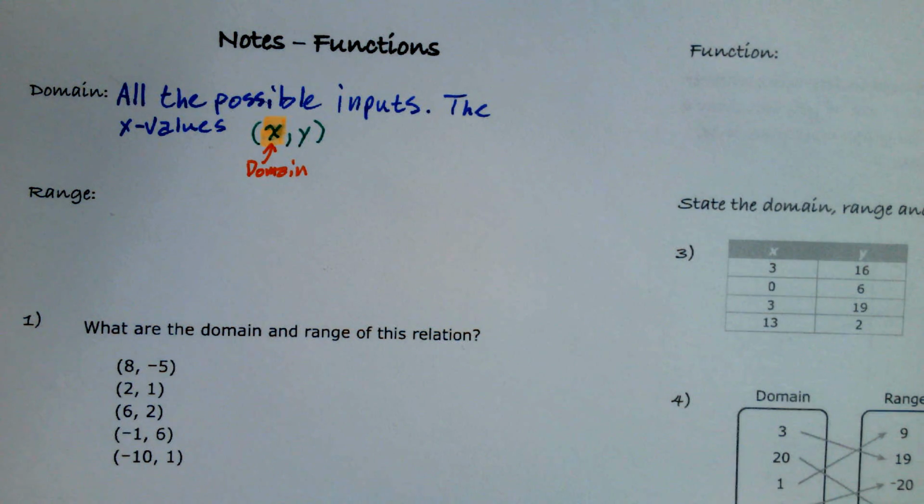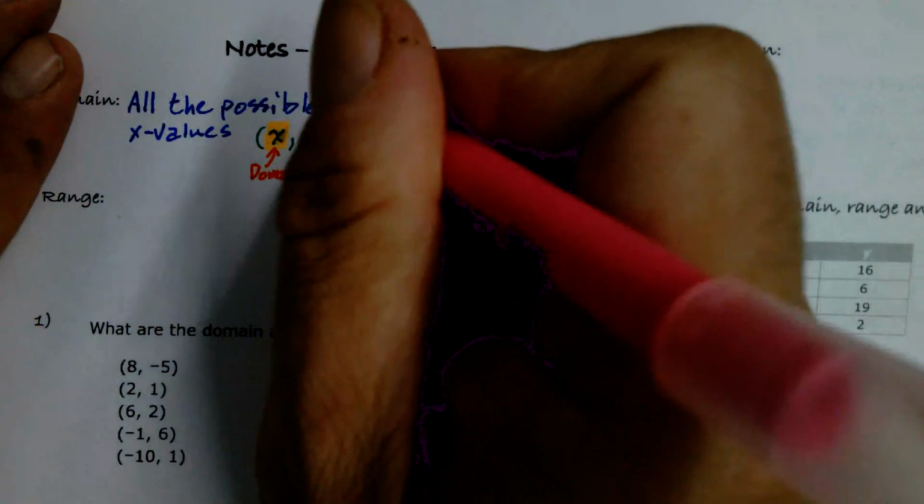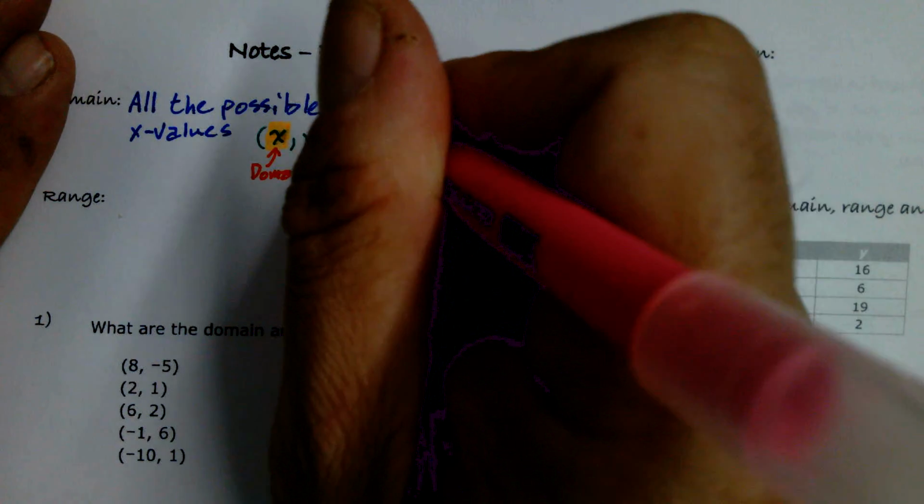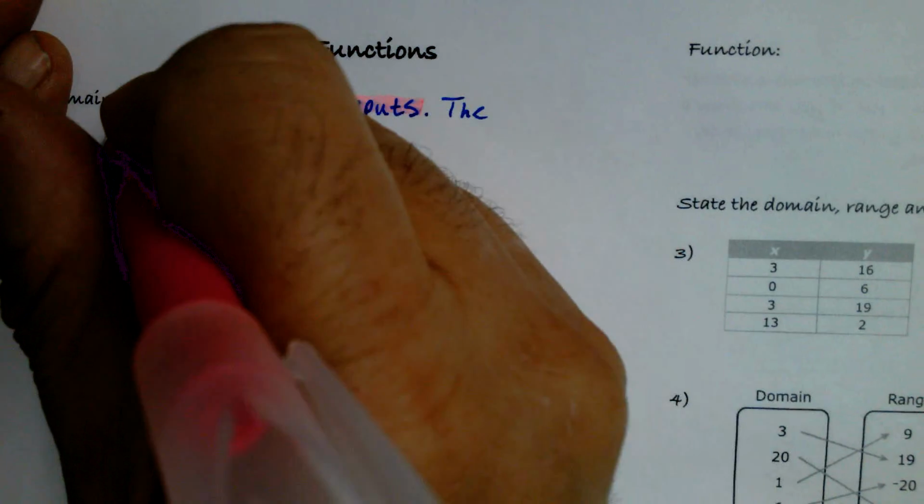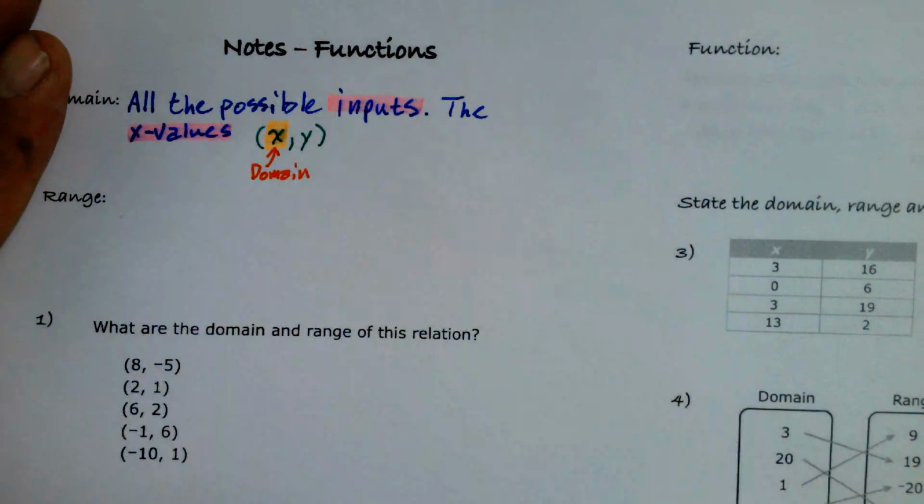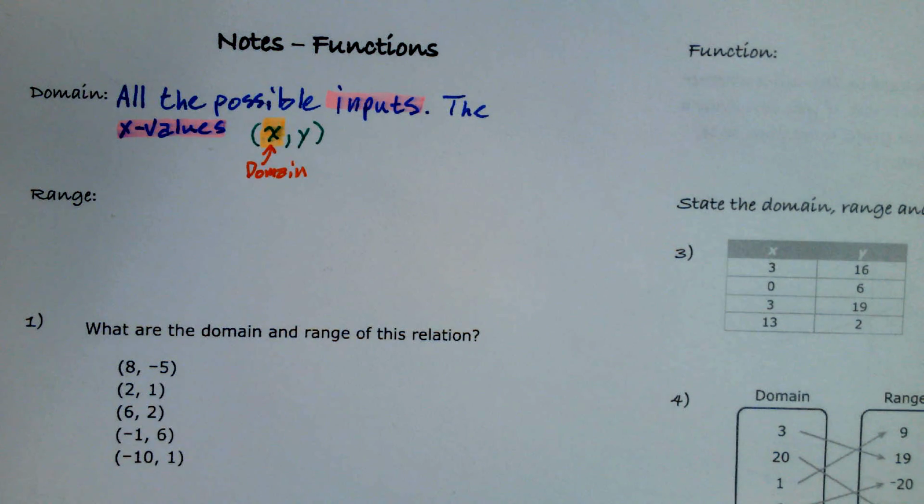So a couple of things we want to highlight here. We want to highlight the fact that we have inputs, and we always associate those with the x values. All right? So that's a domain, pretty much our x values.